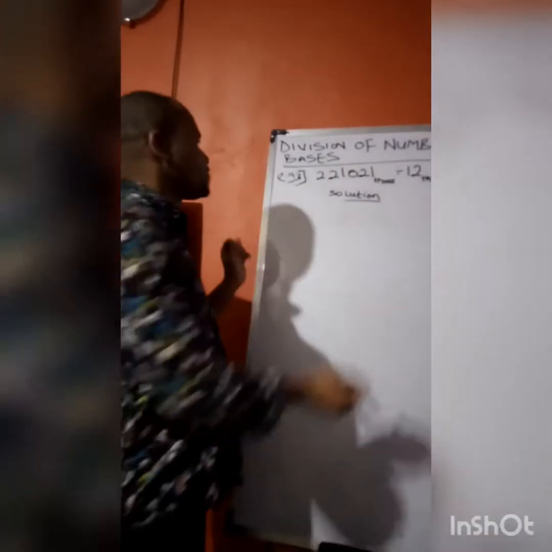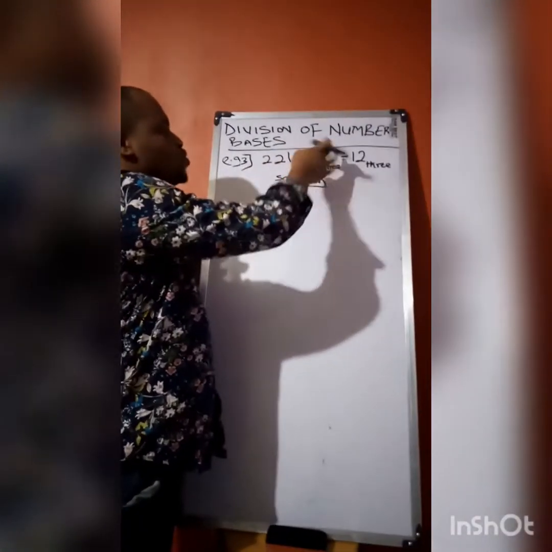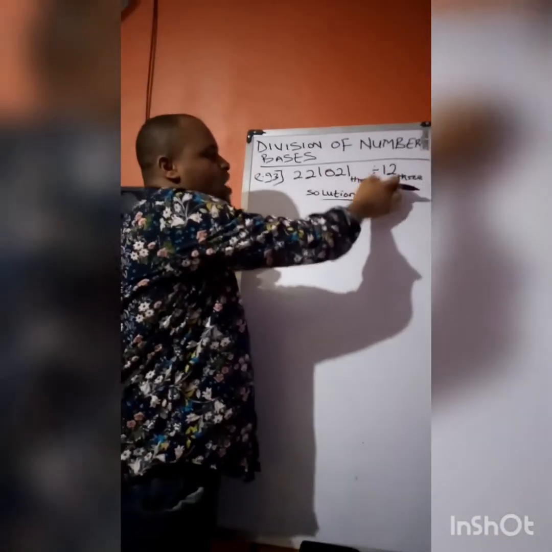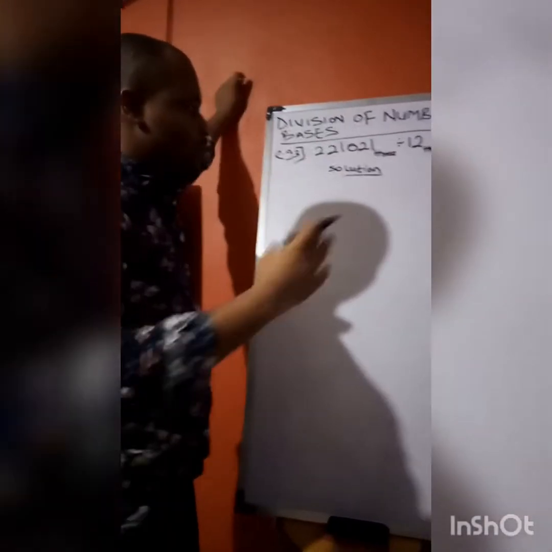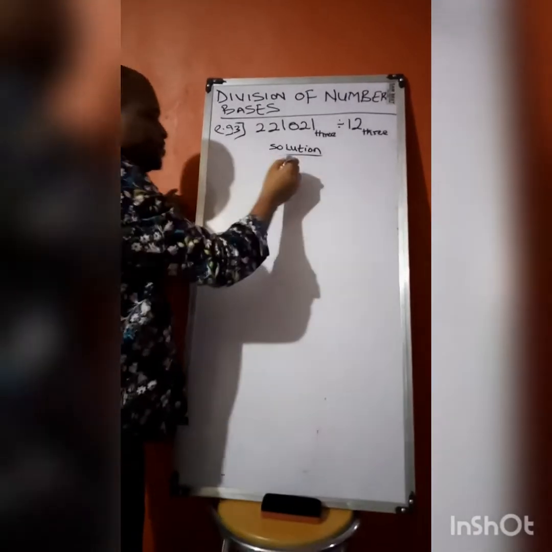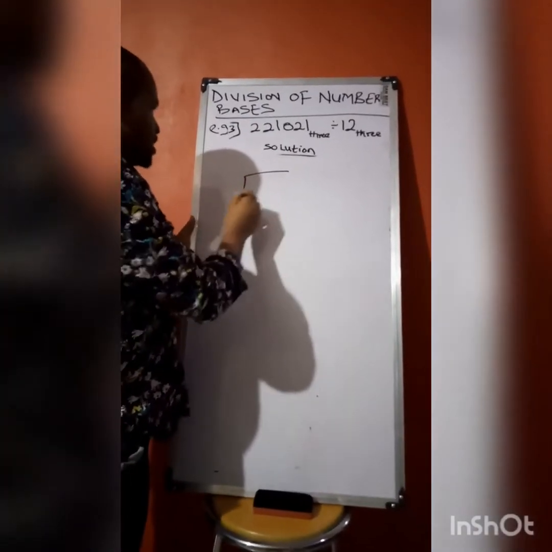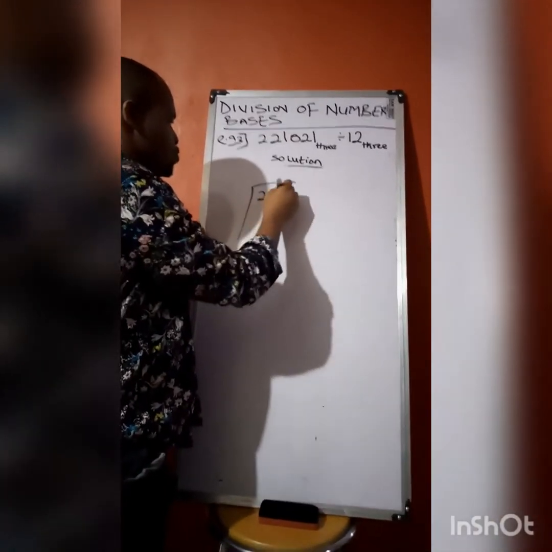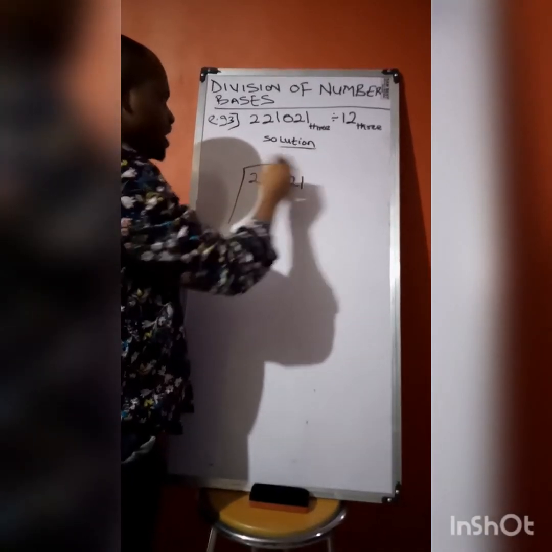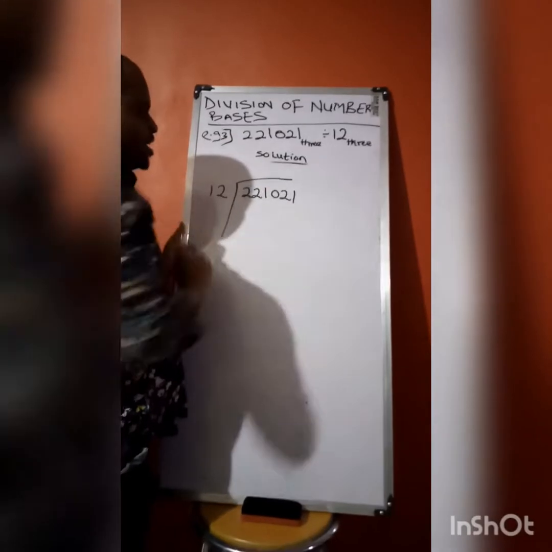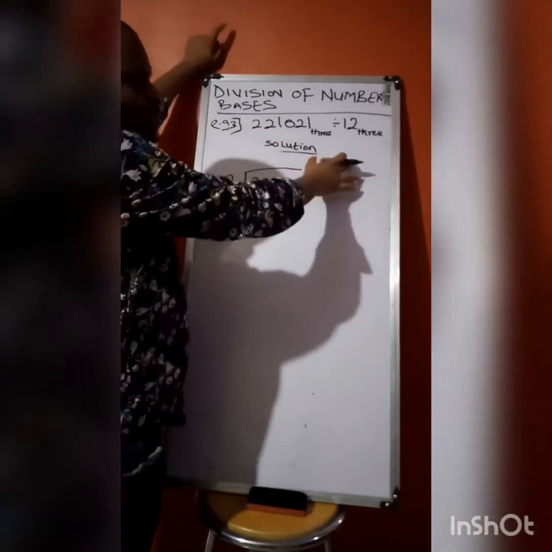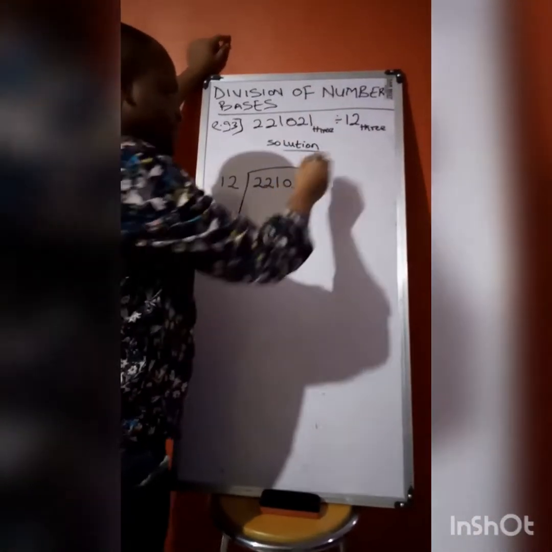It says 221021 base 3 divided by 12 base 3. Now I'm using a divisor in other bases, not binary. Alright, let's draw this. I have 221021 divided by 12. So the next thing is to create my times table for 12 in base 3.